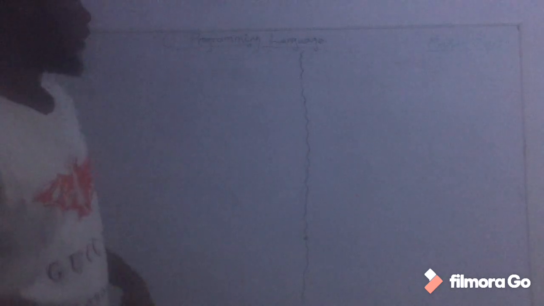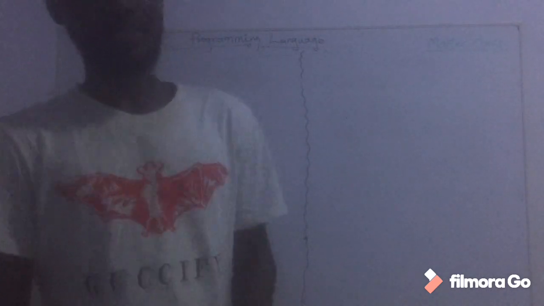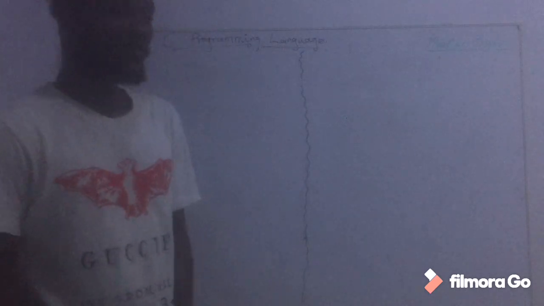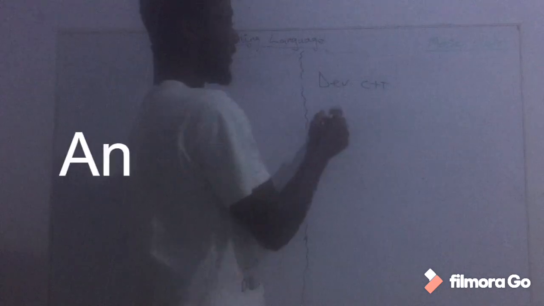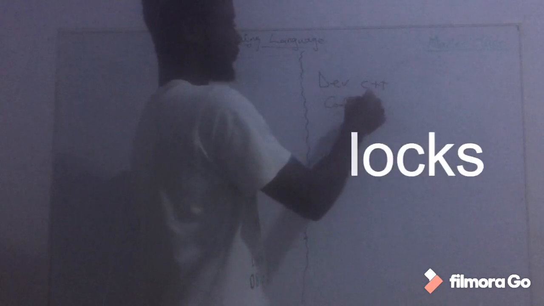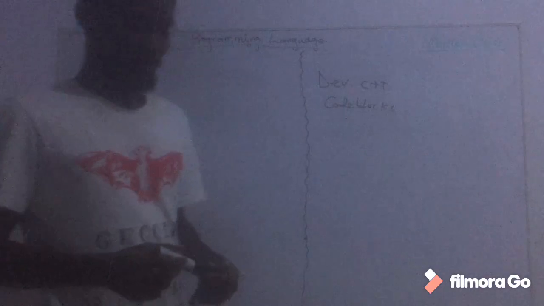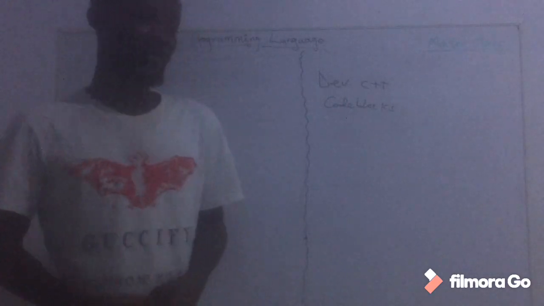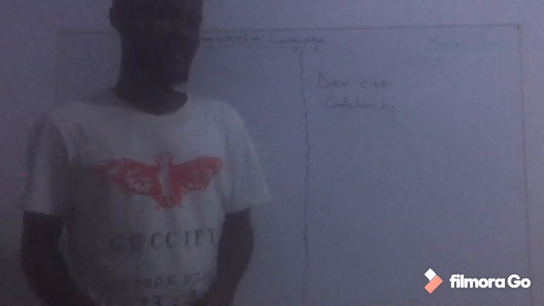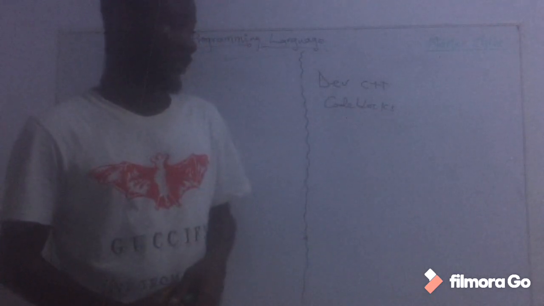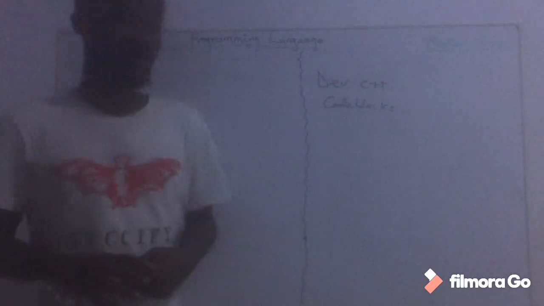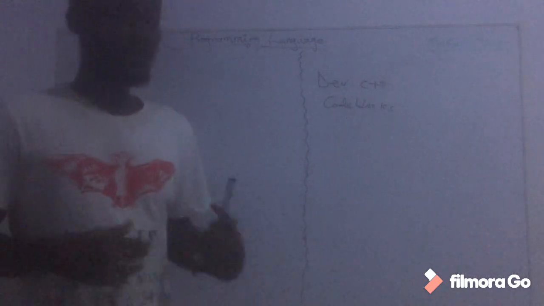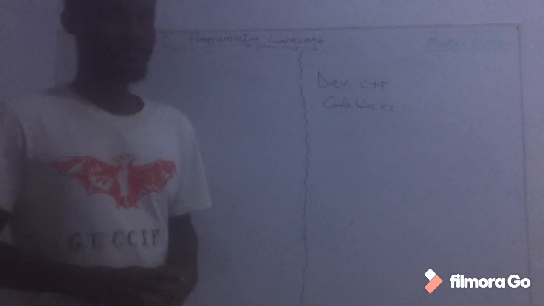Now, before we start off by writing our first classic Hello World program, I want you to first install these two programs, Dev C++ and then Code::Blocks. So now you can pause this video and go to your search engine, any search engine that you use, and type Dev C++ into the search bar. After you finish downloading and installing the program, you can come back to the video and we'll complete this tutorial.